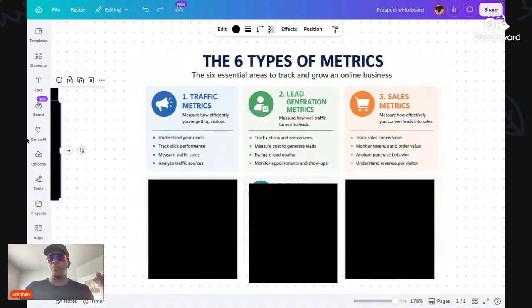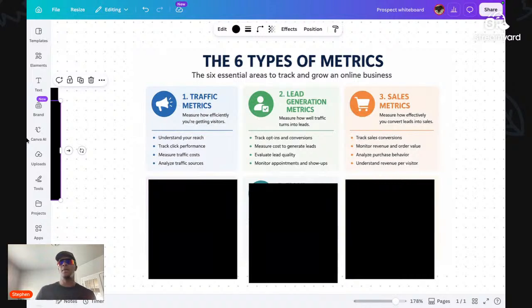Next, sales metrics. Measure how effectively you convert leads into sales. We'll be tracking sales conversions, monitoring revenue and order value, analyzing purchase behavior, understanding revenue per visitor. I think y'all are starting to turn the corner on how we track these things, right? So analyzing traffic sources, monitoring appointments and show-ups, and then understanding revenue per visitor.